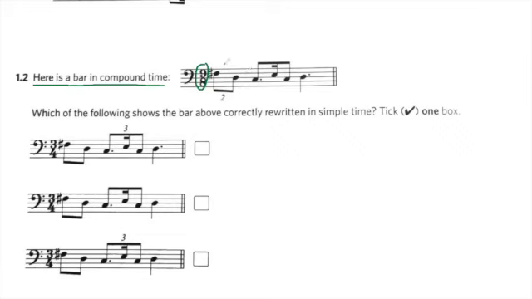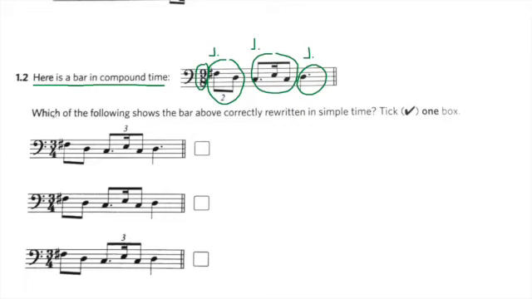So I'm going to circle all the main beats. That is 1 dotted crotchet. This is 1 dotted crotchet. And this is 1 dotted crotchet. So we can very clearly see how they divide as the beats and what their subdivisions are.